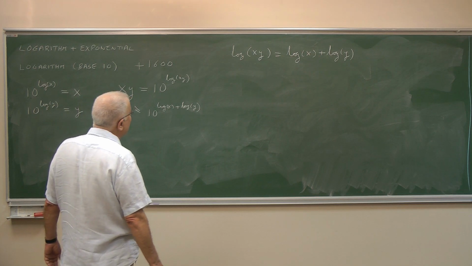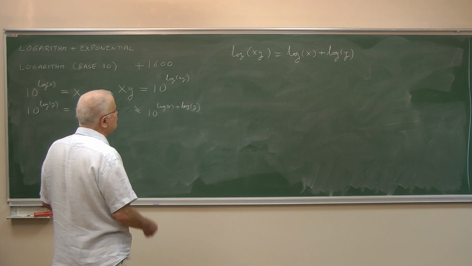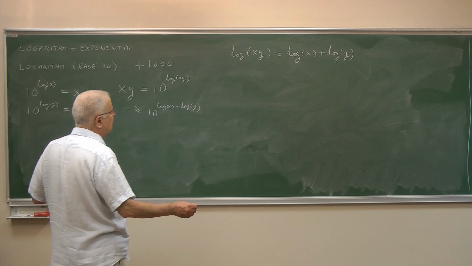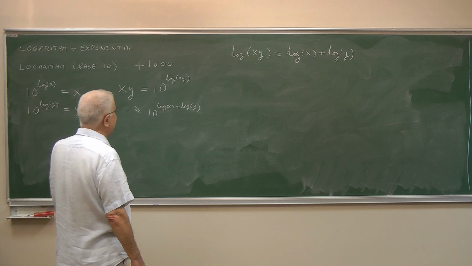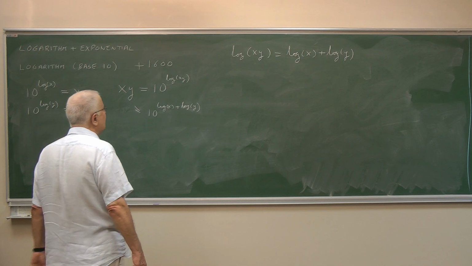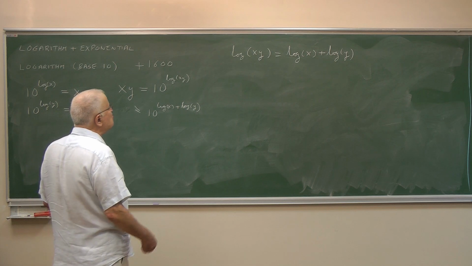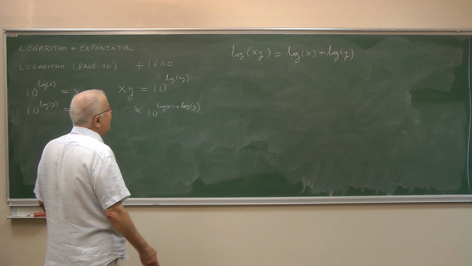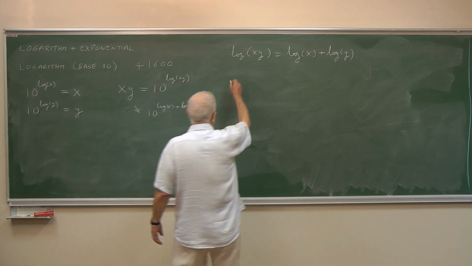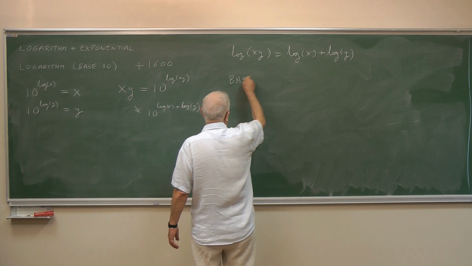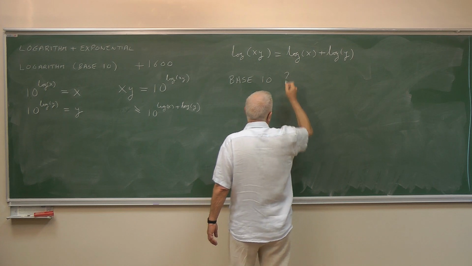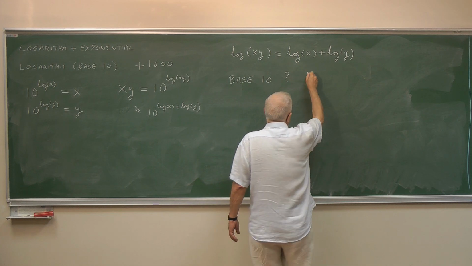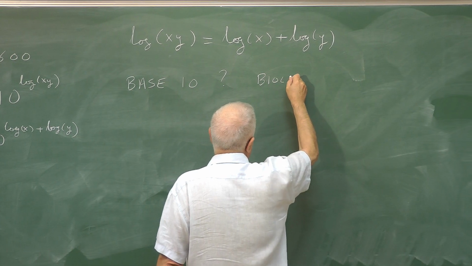So multiplying numbers with lots of significant figures was simplified by this thing. The 10, base 10. Why? Well, this is a biological accident.